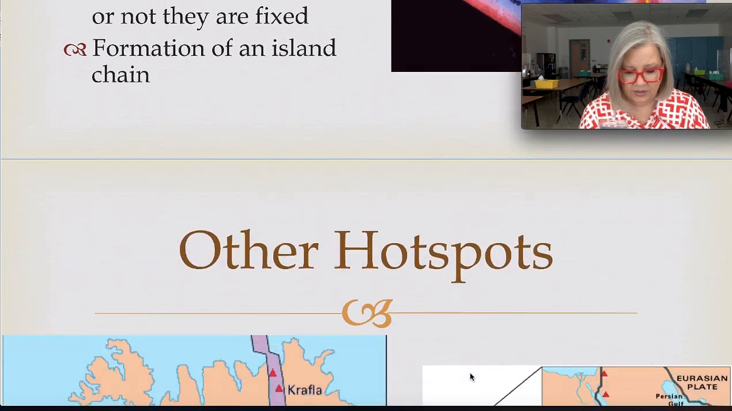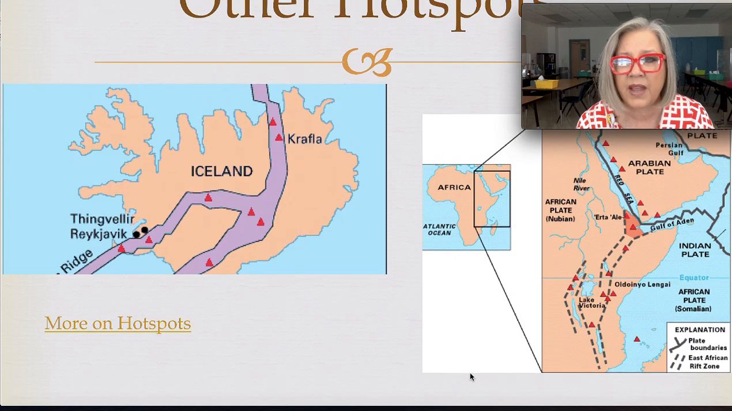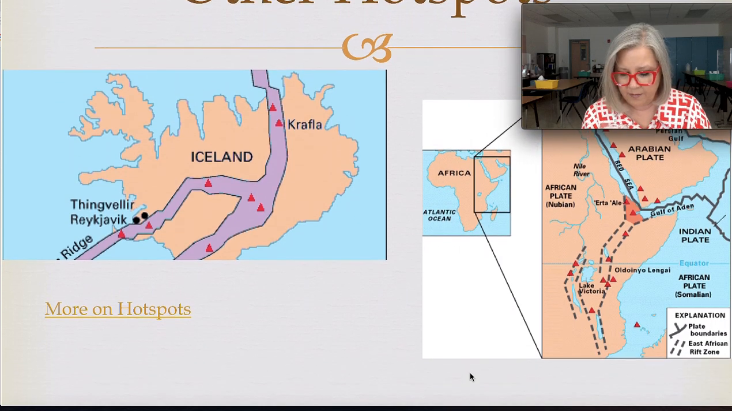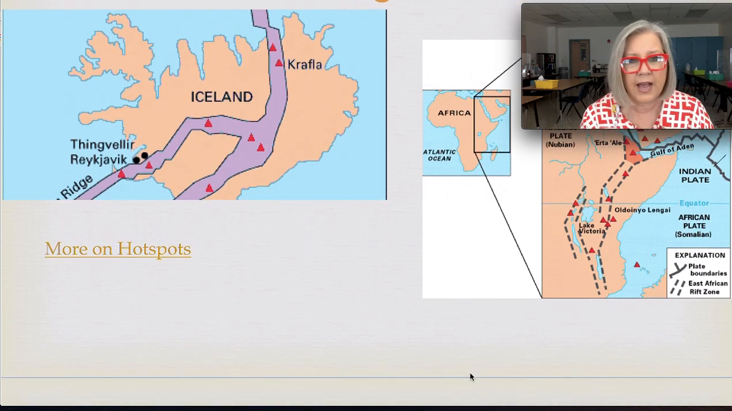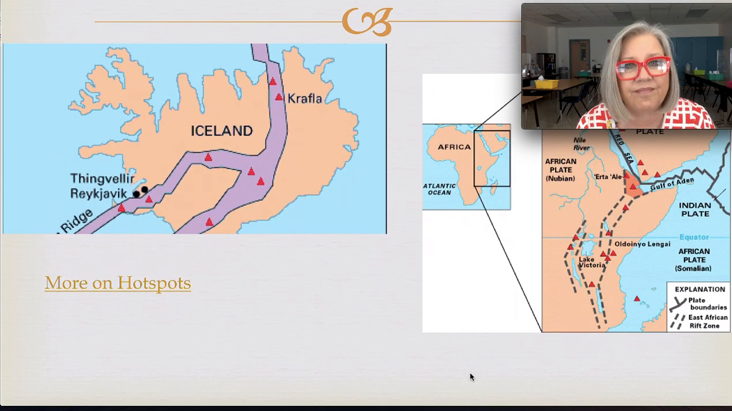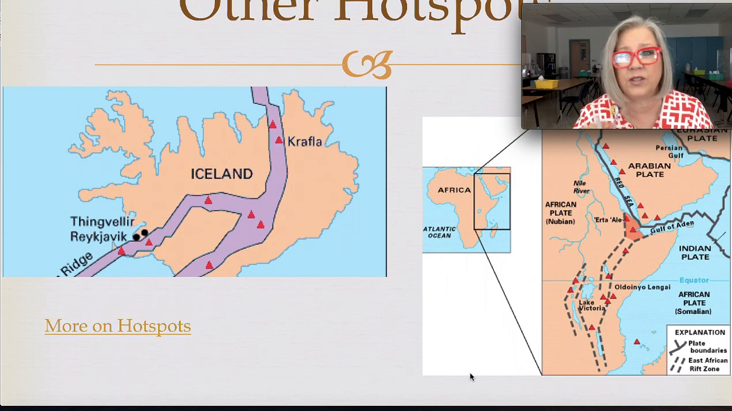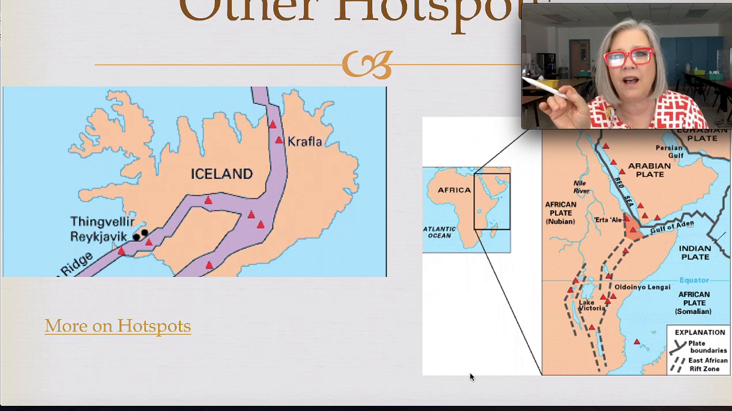There are hot spots around the world. Iceland sits on top of a hot spot. Actually, the plates are coming together there. Cool, very cool. There's some in Africa along the Arabian plate there. Yellowstone sits on a hot spot. There's also one called the Eifel, which is not in Paris. It's actually German, but the Eifel is a hot spot as well.